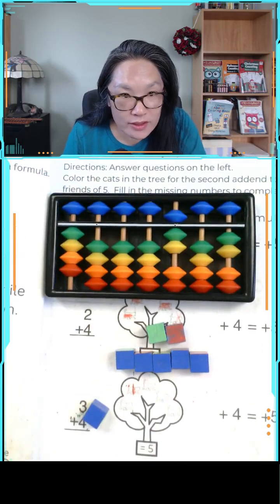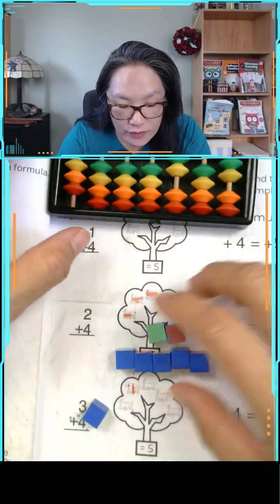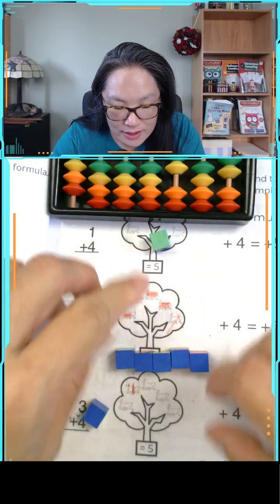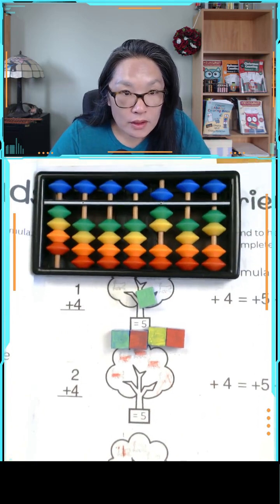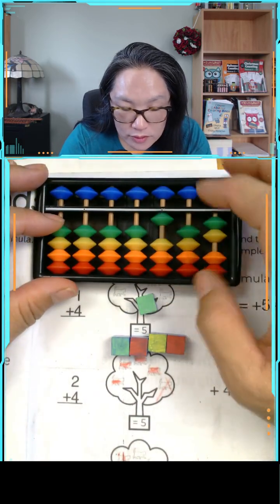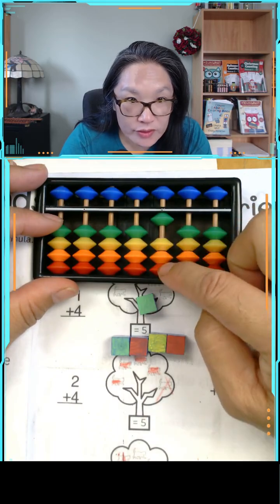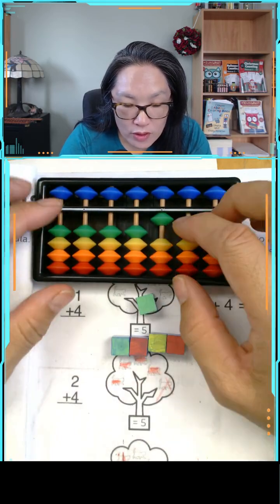So our final answer is 7. And then we could do it again with the 1. If I had 1 on the abacus like this, right? But notice, I have no more room to add 4, because I only have 3. 1, 2, 3. Because I have no more room to add the 4, what are we going to do?